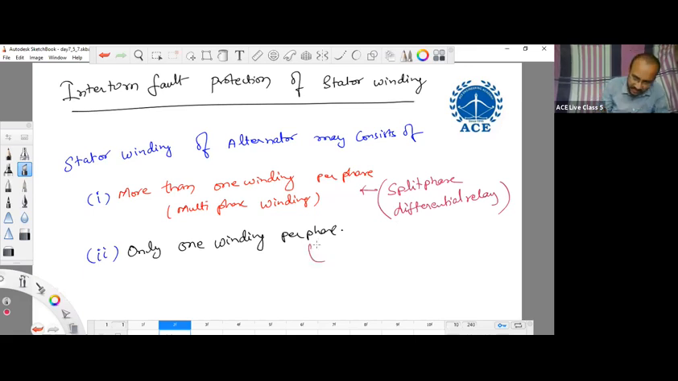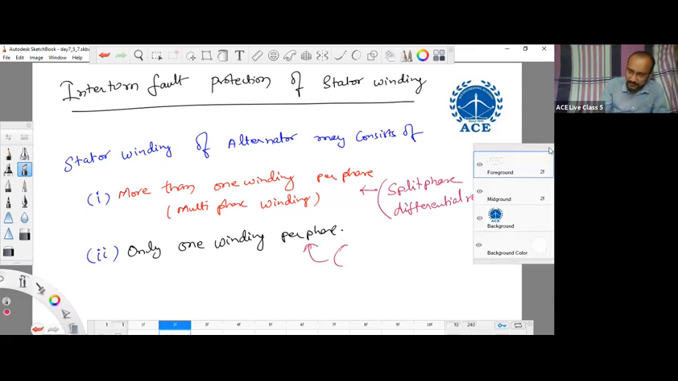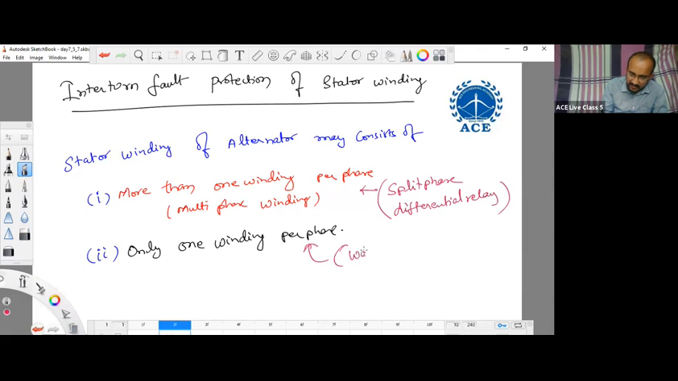If there is only one winding per phase, how is the stator of the alternator to be protected? How do you protect the stator winding of the alternator? By using a watt hour relay. By using a watt hour relay, we will protect the stator winding of the alternator in case the stator consists of only one winding per phase.